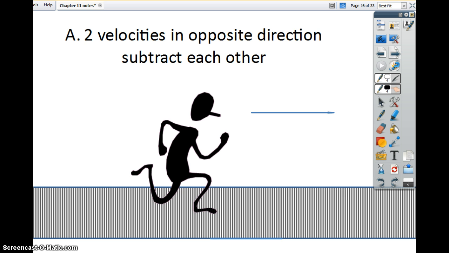Two velocities in an opposite direction subtract from each other. An example would be if you were on a moving sidewalk in the airport but going the wrong way. The speed of the moving sidewalk would subtract from your running, so you wouldn't be running as fast.